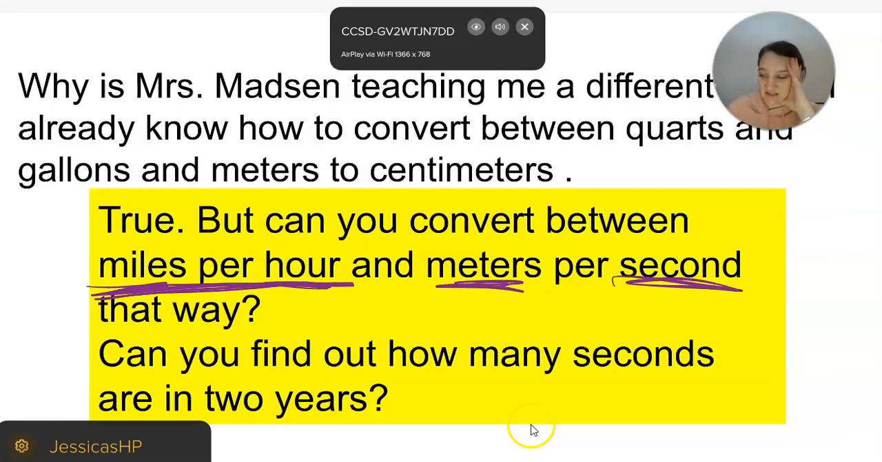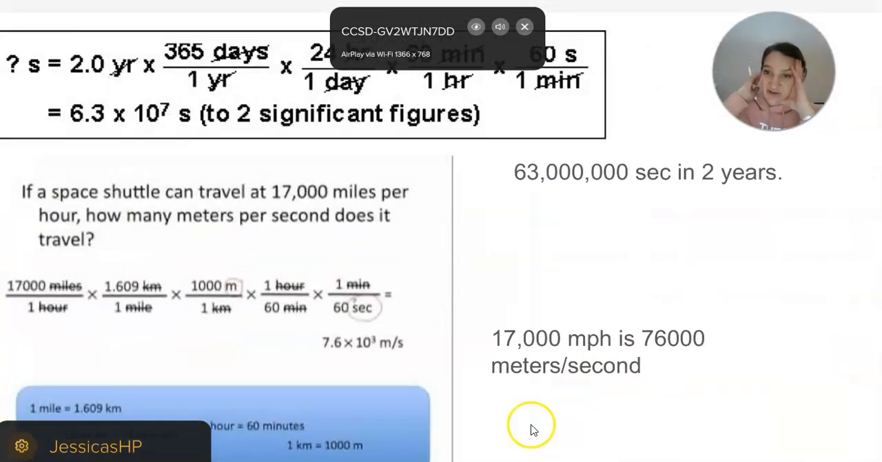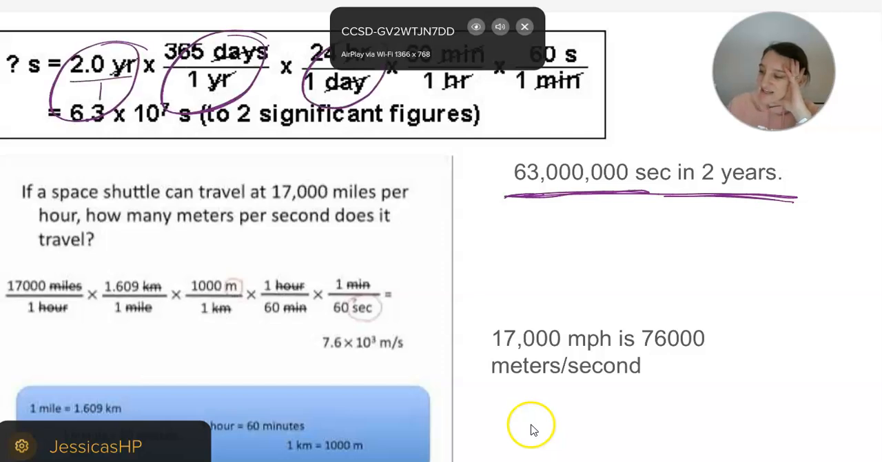It's not good, right? If I want to see how many seconds are in 2 years, it's going to take me a while to do it the 5th grade way. But if I learn how to do it with ratios, I can figure out that there are 63 million seconds in 2 years. And the way that I do that is I have all of these ratios that are multiplied by each other. And when I cancel out the things that they have in common, I end up with this as my answer.